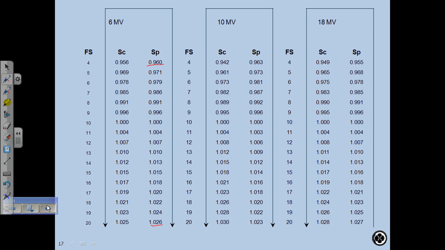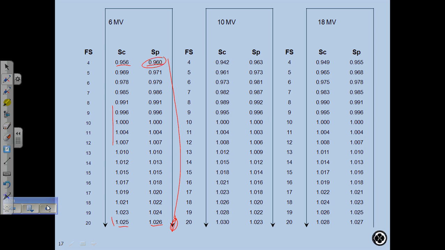Okay, so what about SCF? Small field size, 0.956, 0.942, 0.949, again within 1%. 20 by 20, 1.025, 1.030, 1.02. Look at that, they're almost the same. So this tells us that the field size dependence does not really change that much over the energies. But going from here to here, there is a big difference, about an 8% difference. And this one, same thing, between here and here.